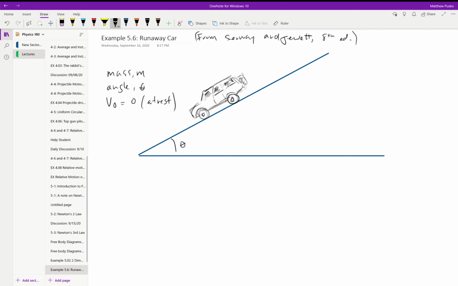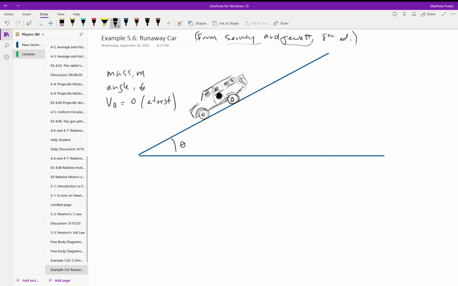Alright, let's take a look at an example. You could look at this as a mass on a frictionless surface or an inclined plane with no friction, or in this case, it's a runaway car. This is from my Serway and Jewett text. It's a pretty good example. Well, what we need to do is make a free body diagram. We can do this directly on it.